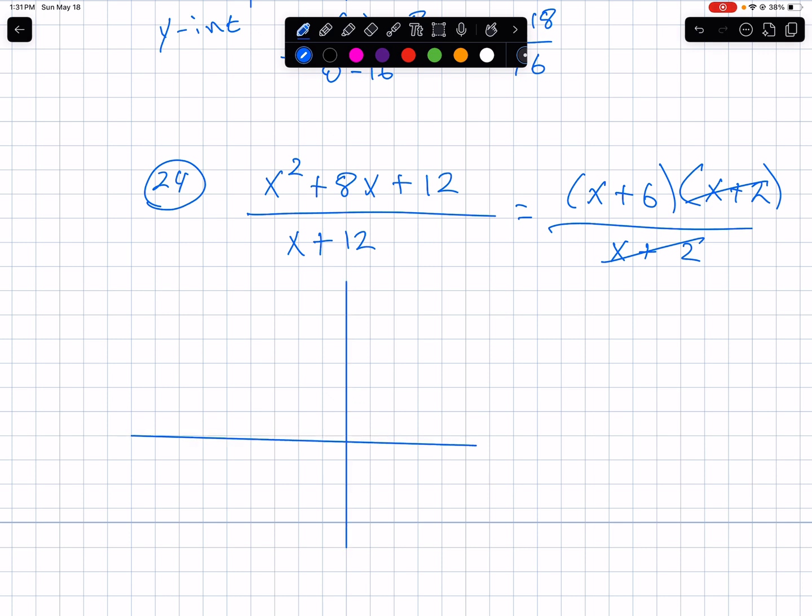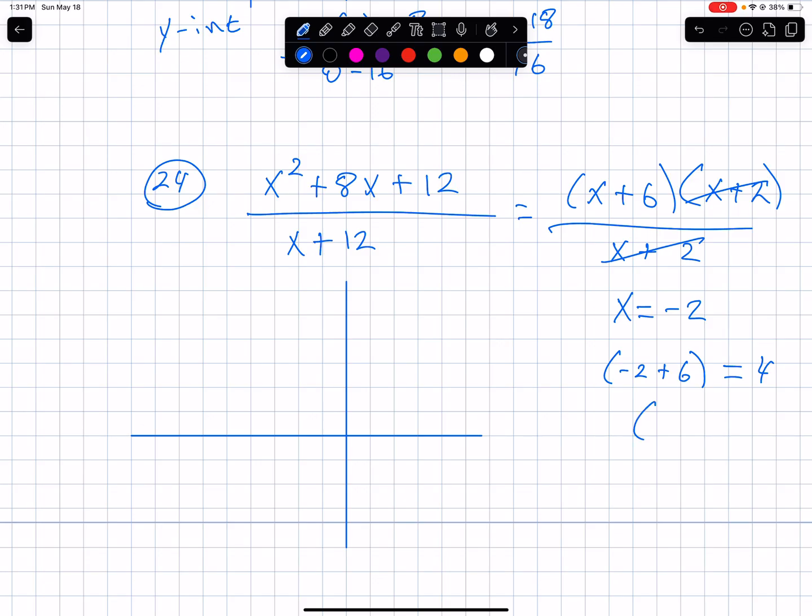And we have a hole where x equals -2, right? Okay. And then I also have to take that -2 and plug it back into the function after canceling. So I plug it into x plus 6, -2 plus 6, which would equal 4. So my hole's at -2 comma 4. So -2 on x, 1, 2, 3, 4. I'm going to have a hole right there.